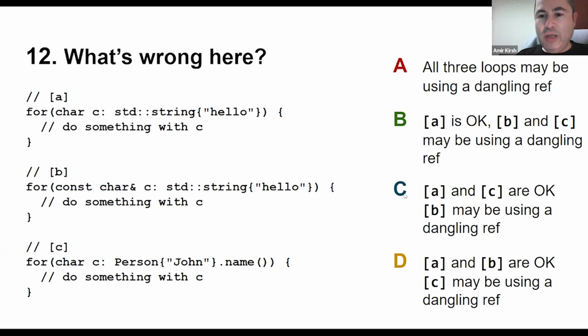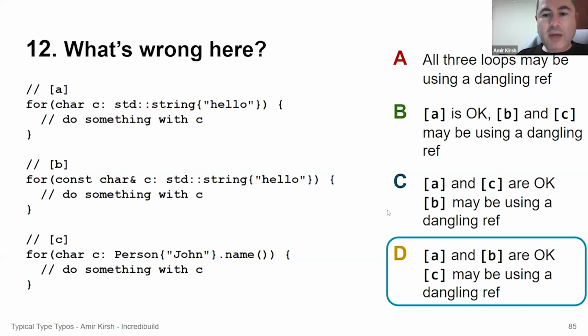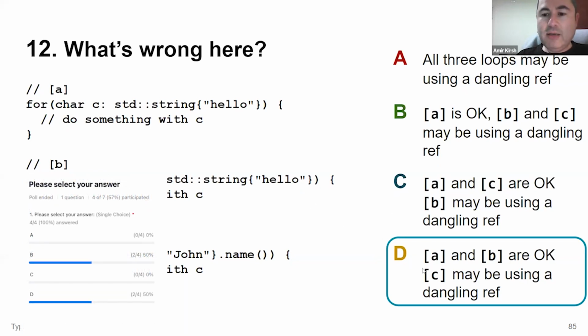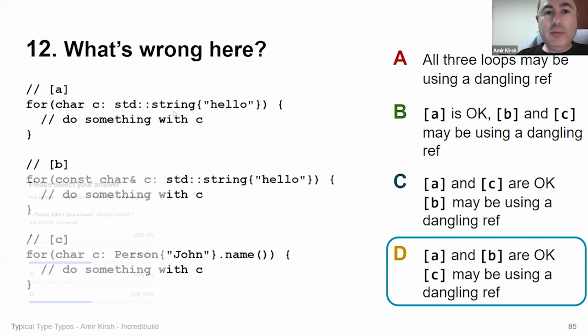It splits between B and D. Some of you say that A is okay, but B and C are not, and some say that the problem is D. And the answer is D. The answer is that A and B are okay in this case. I will explain why in a moment, but C is not. And the situation is that when you loop over a temporary, and here a string literal is a temporary, the temporary is being bound to a variable that extends its lifetime. So this is being created directly into the loop variable. I mean, not into C, but into a variable that holds the thing that we loop over.